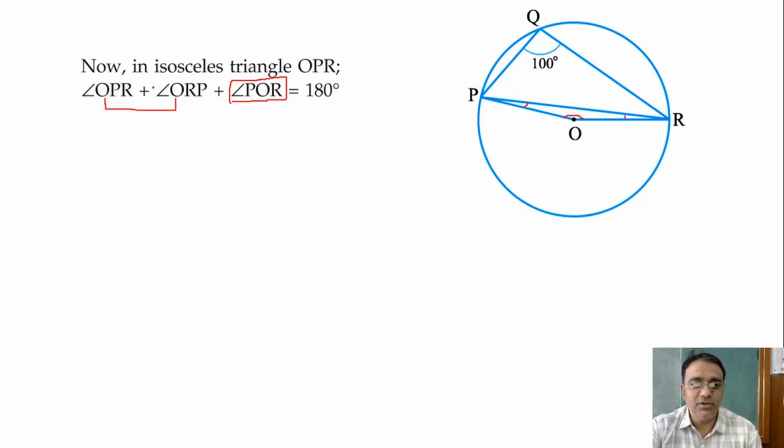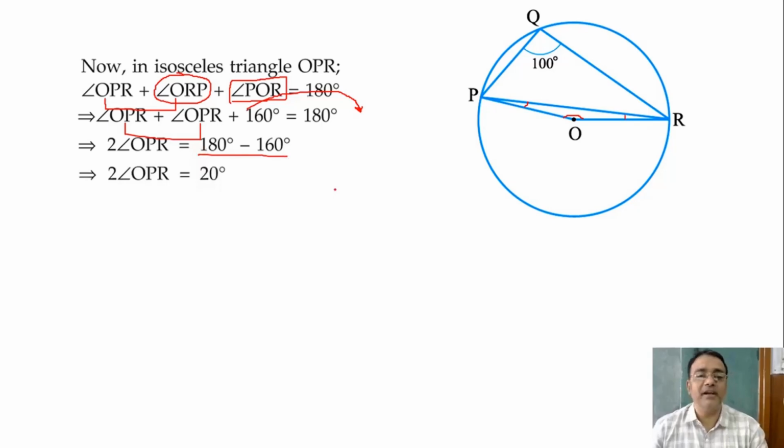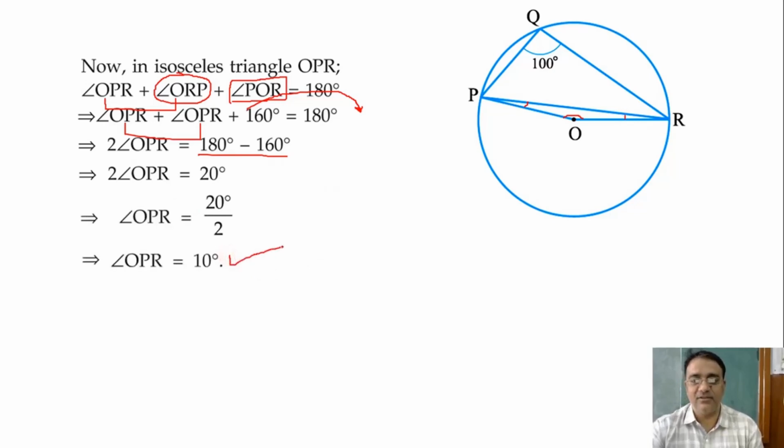Okay, so what will we do with this? We will replace it by angle OPR. So 2 times OPR is equal to 180 minus 160 degrees, and this will become 20. So what is the value of angle OPR? 10 degrees. Right, fine, very good. So this question is over.